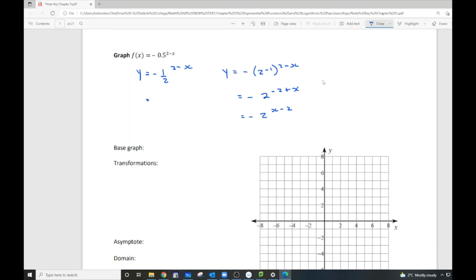For me, because of my experience with other work, I think it's really good to know that if you're going to do your transformations in the order of A, B, C, D, so that's all your stretches and your shrinks and your reflections first, and then you're going to move on to your translations, so left, right, up, down, you have to write the x value first. And then for me, I'm going to factor out that negative. So I've got -1/2 to the negative x minus 2.